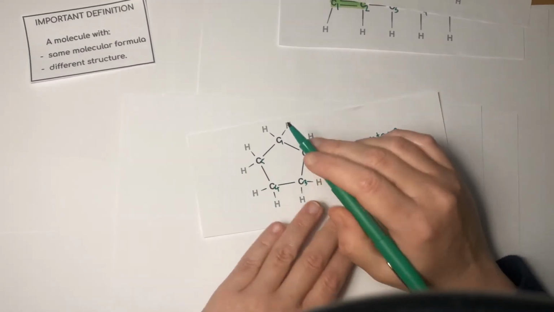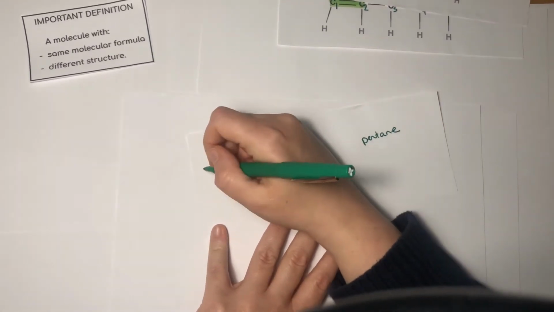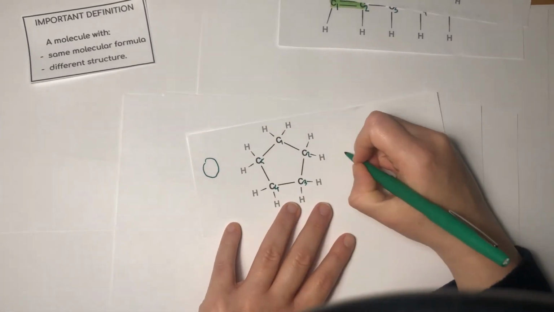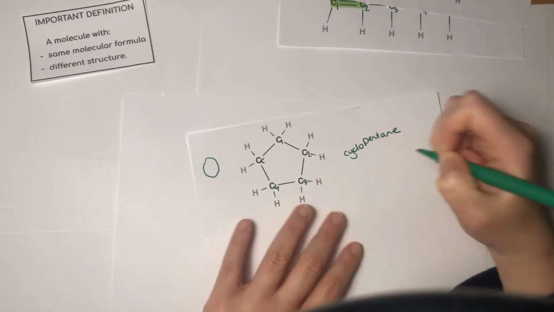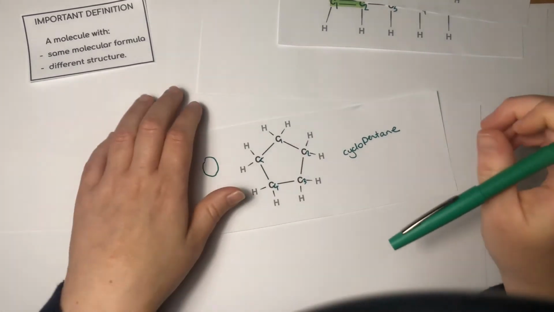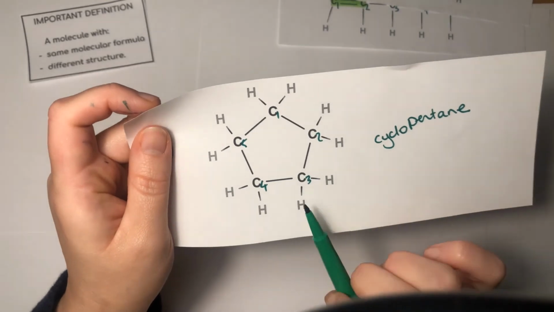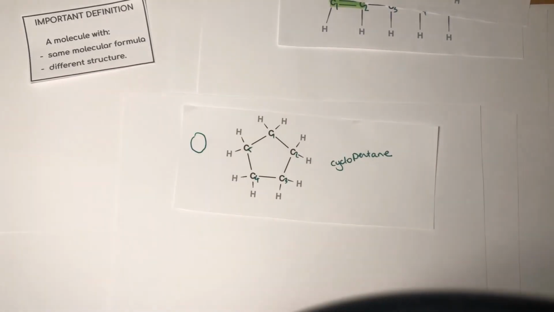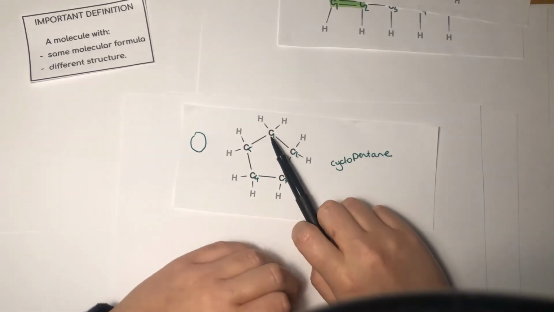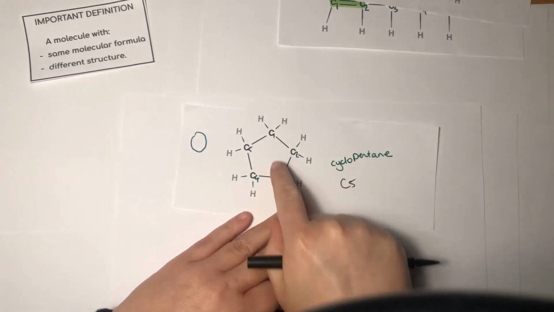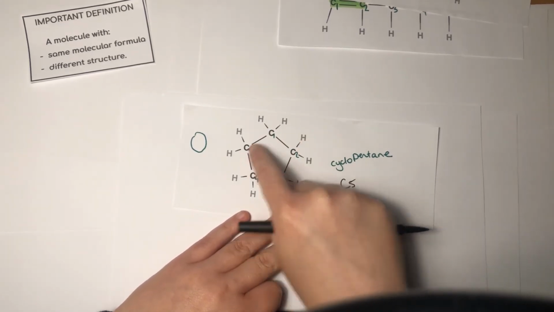A ring. So because it's in a circle, all the carbons are in a ring, we're going to call this cyclopentane. Okay. Now, we want to look at the molecular formula. So we've got 5 carbons, so C5, and each carbon's got 2 hydrogens, so 2, 4, 6, 8, 10, H10.